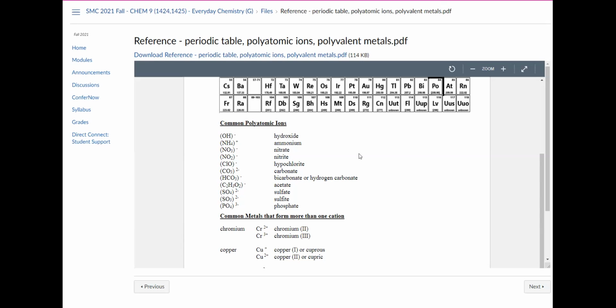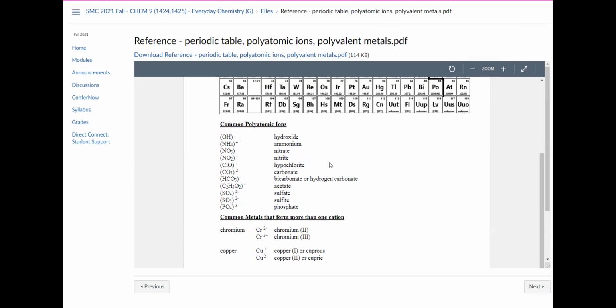That's why they're all in parentheses, and they all have a positive or negative sign, and the majority of them have a negative sign. You can see that they're really close, like nitrate and nitrite. The ATE ending has one more oxygen than the ITE ending, or you could say it a different way, the ITE ending has one less oxygen than the ATE ending. Okay, so that's one: the periodic table.